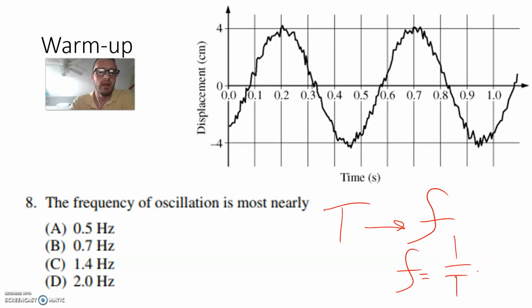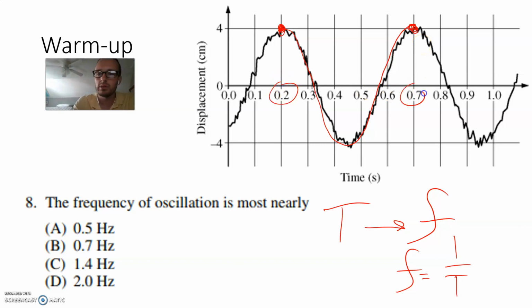So for this one, it says the frequency is most nearly. How am I supposed to get that? Well, just look for where the graph repeats. All right, so let's pick a nice clean spot. Oh, look how clean this spot is. Look, you see that hump at the top there? In order for this function to go all the way down and come all the way back up, or in this case, the oscillator to start from 4, go all the way down to -4, and come back to its initial position, that's completed one cycle.